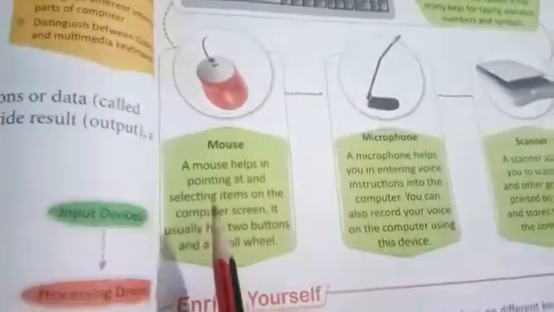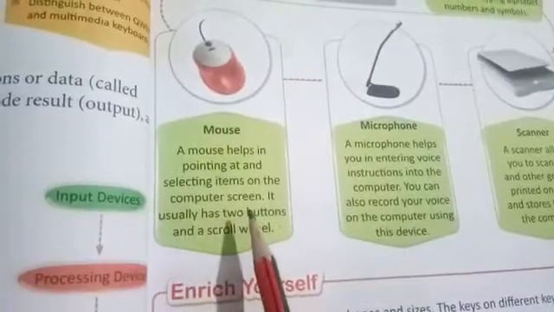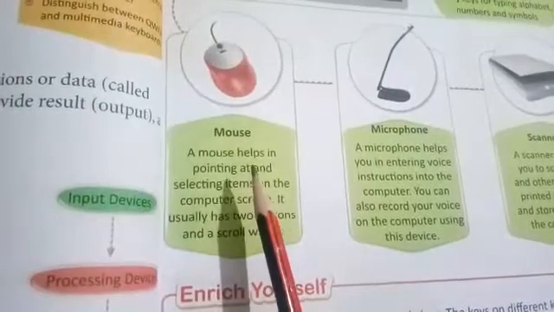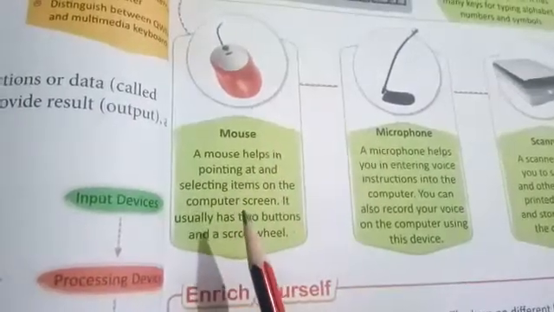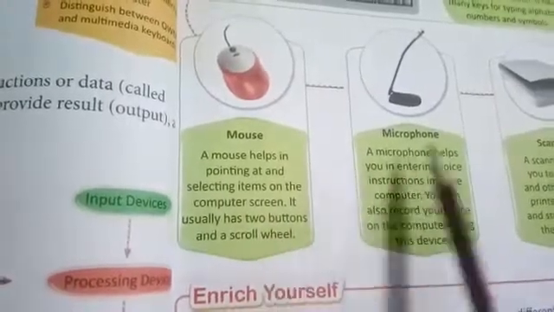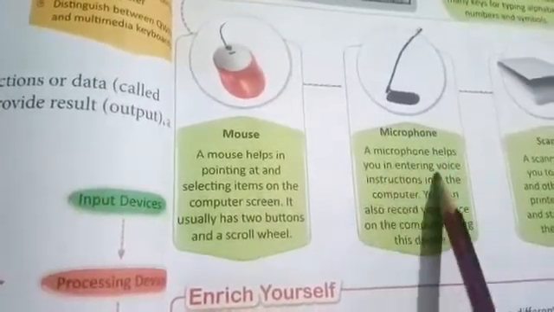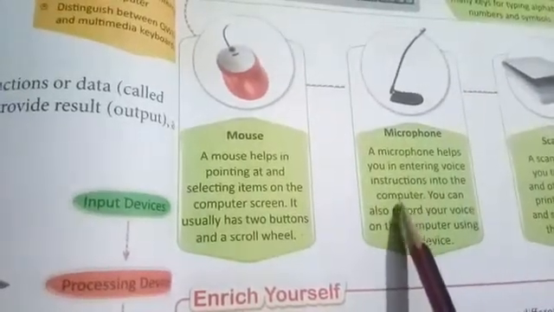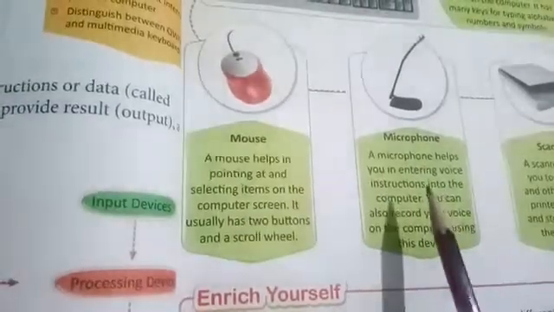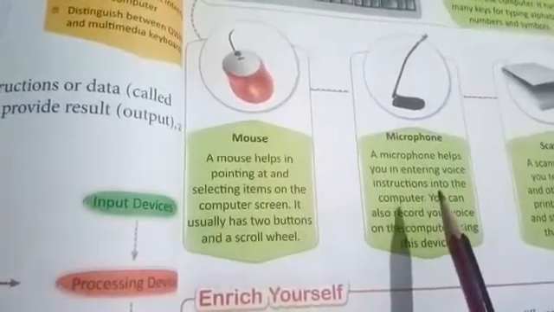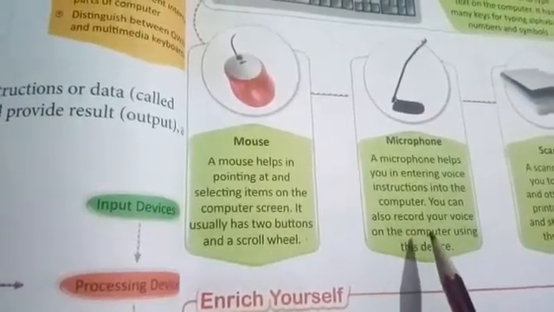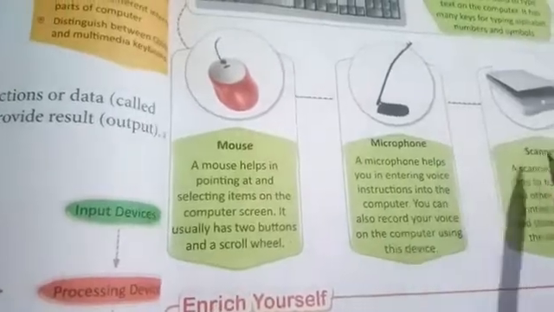Mouse. A mouse helps in pointing at and selecting items on the computer screen. It usually has two buttons and a scroll wheel. Microphone. A microphone helps you in entering voice instructions into the computer. You can also record your voice on the computer using this device.